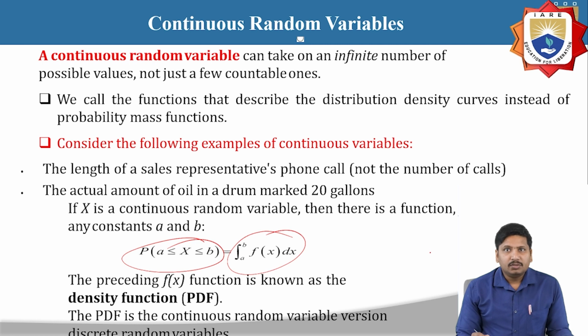In this one, I'm going to consider a continuous random variable. A continuous random variable takes an infinite number of possible values, not just countable ones. We have to consider the following examples of continuous random variables. That is denoted as the integral from a to b of f of x dx, where p of x is the probability density.